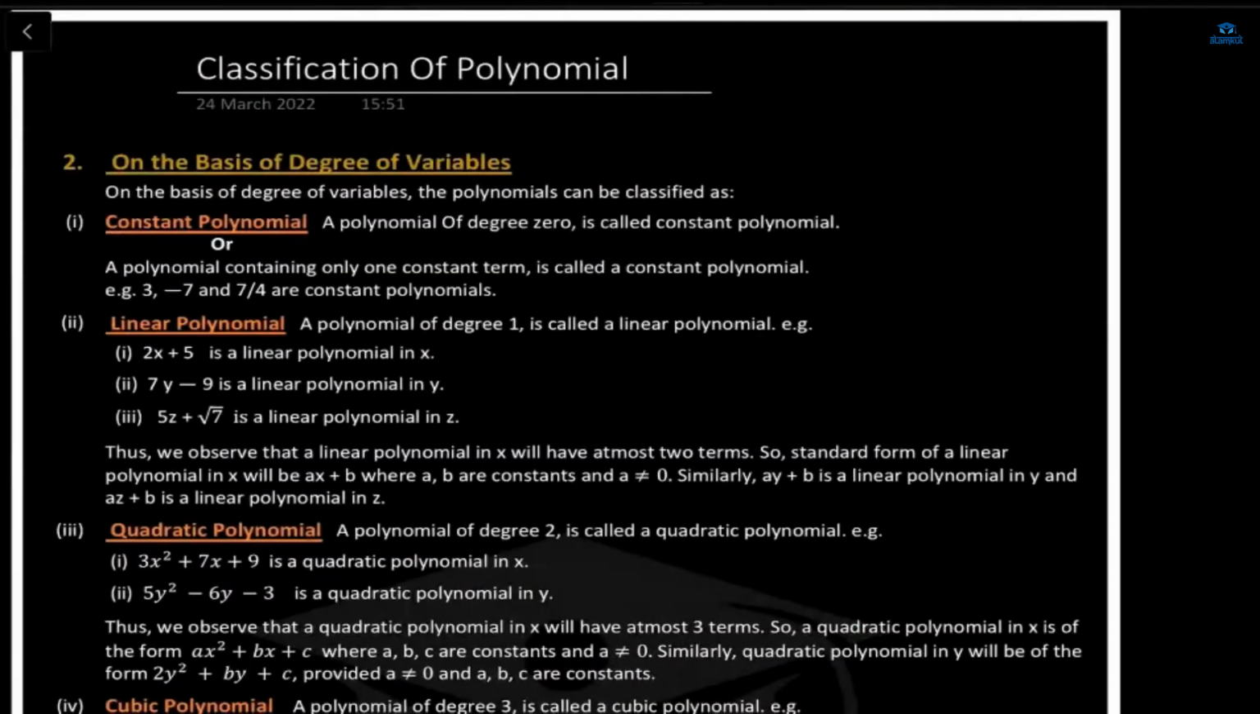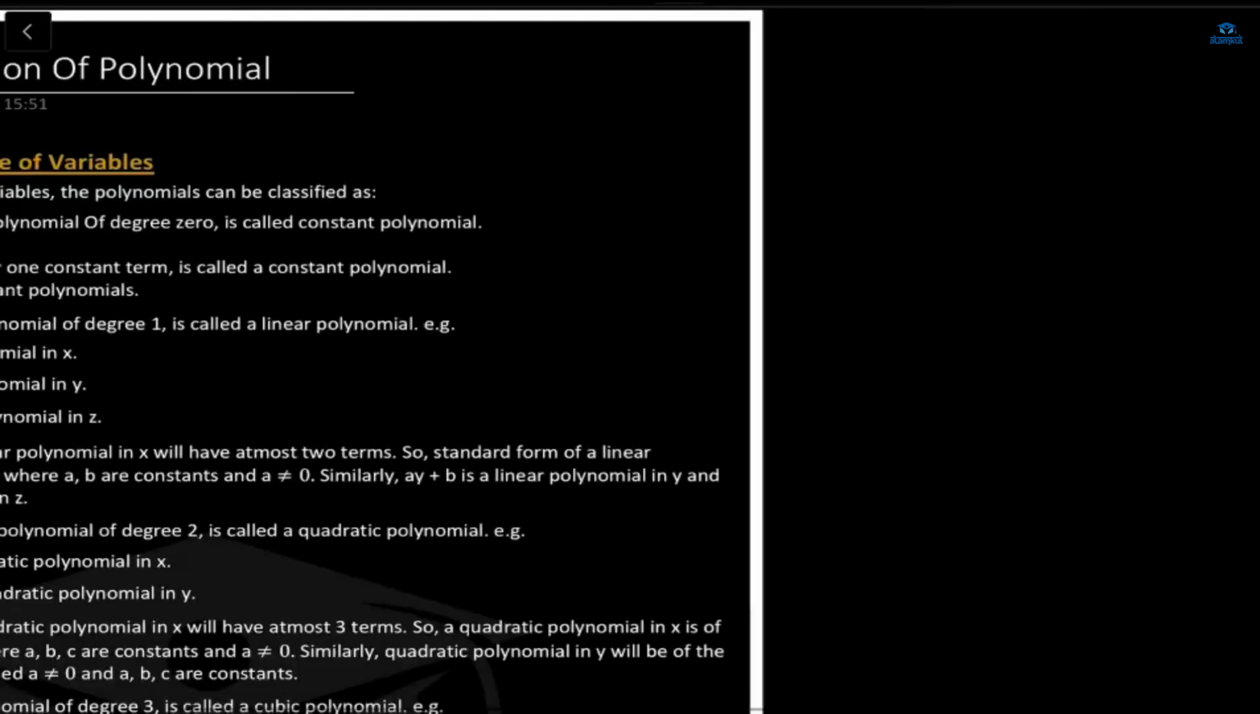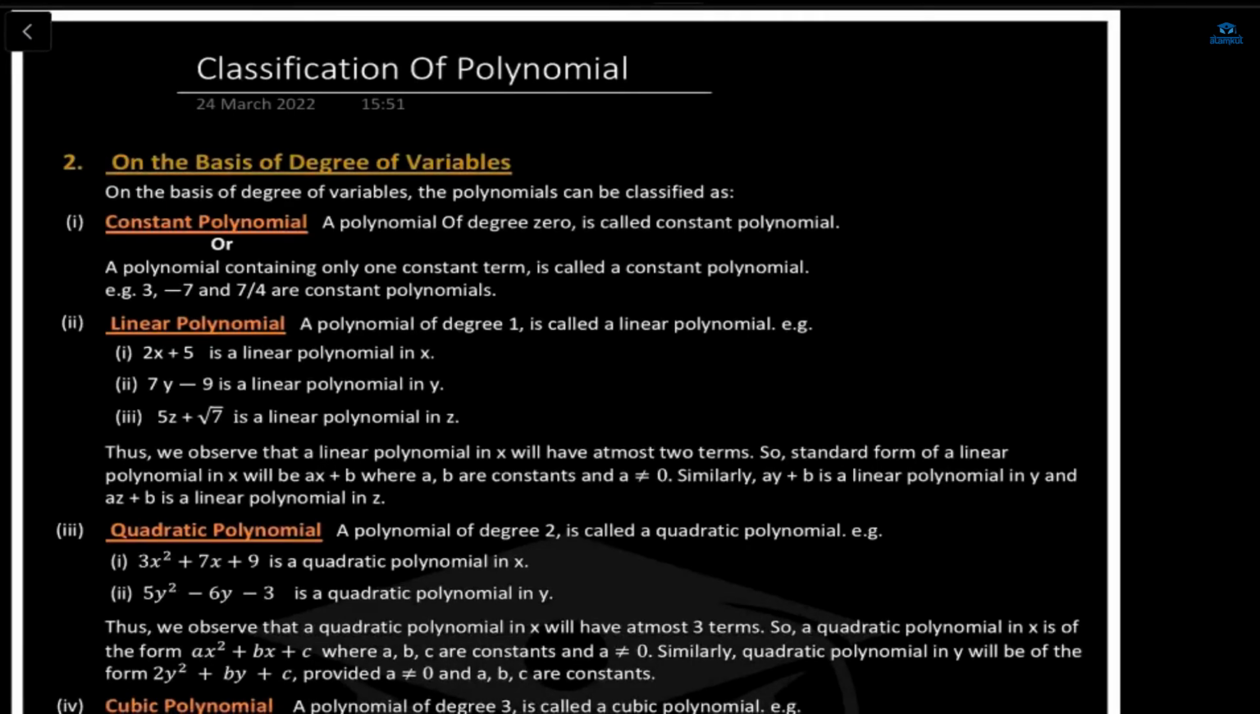Now, the second category, on the basis of degree of a variable. Here, what is the degree of your variable? So let's see. When we are seeing the classification of polynomials on the degree of the variable, there are many. From the start, constant polynomial. From the word, constant polynomial means the polynomial of degree 0. Constant polynomial means 7.